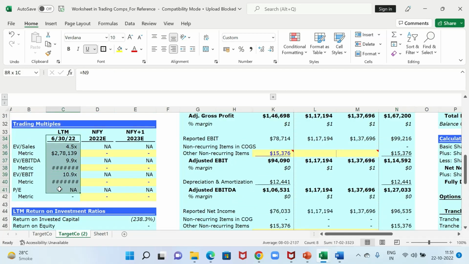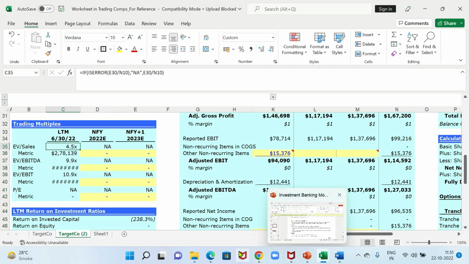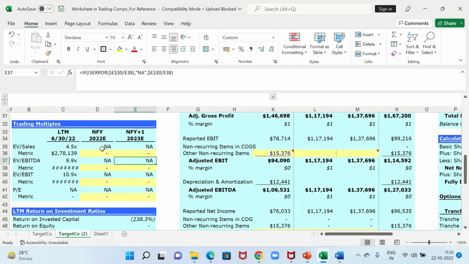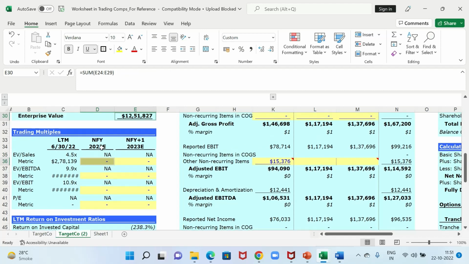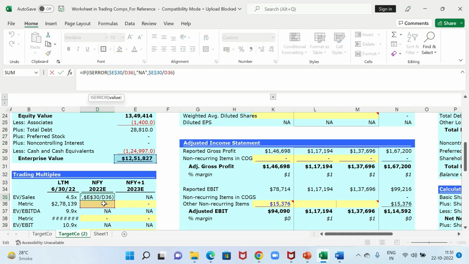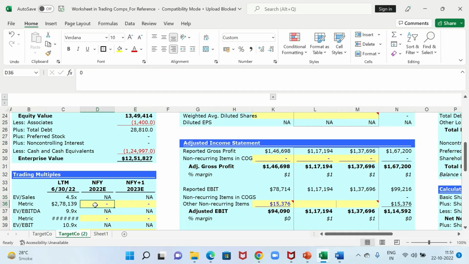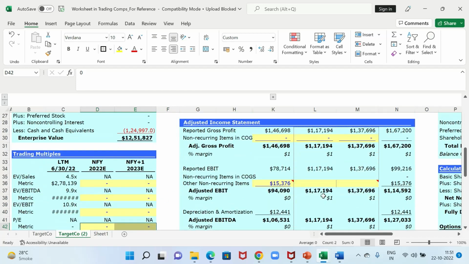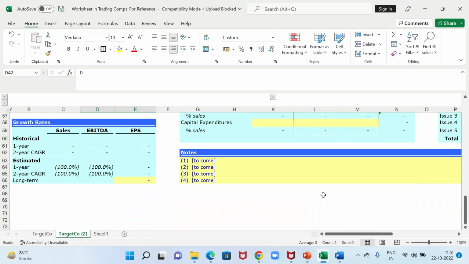Then you can compute these LTM numbers and see how we are doing compared to other brokers, if you have access to broker reports. And then we can spread the estimates also. We can directly spread the multiple here, EV divided by sales. We can add the sales number here directly, the EBITDA number here, and the EBIT number over here, right? This is how you get a ballpark understanding of this.